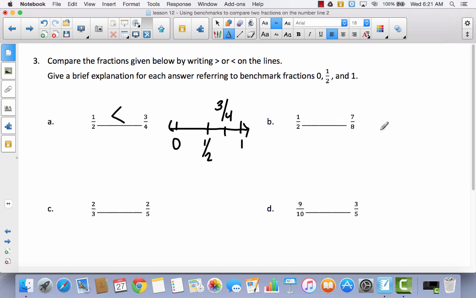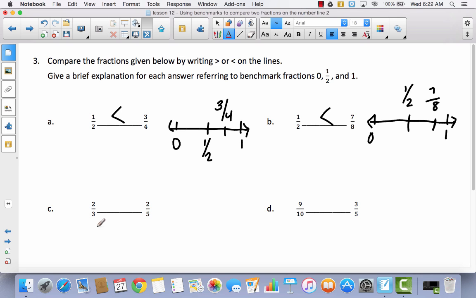All right, so let's take a look at B. Again, we're just going to use our number line as our explanation. So we're going to start with 0, that's one benchmark, and 1, that's another benchmark, and then we're going to compare this to 1/2. So think about 7/8. How many eighths are in a whole? Well, that would be 8/8. So 7/8 is going to be closer to 1. So 1/2 is less than 7/8.